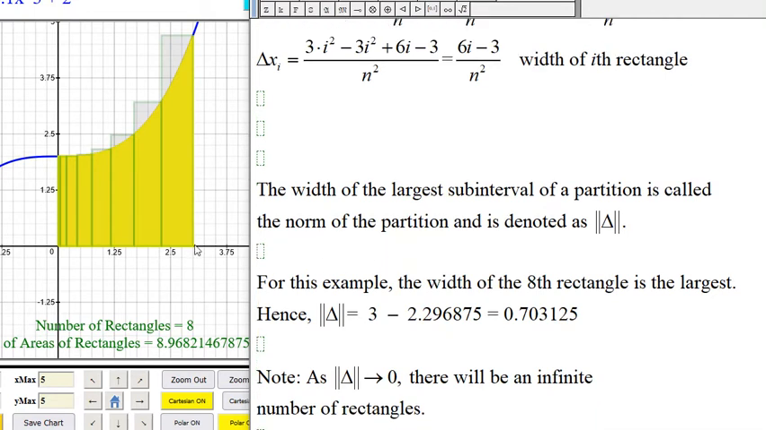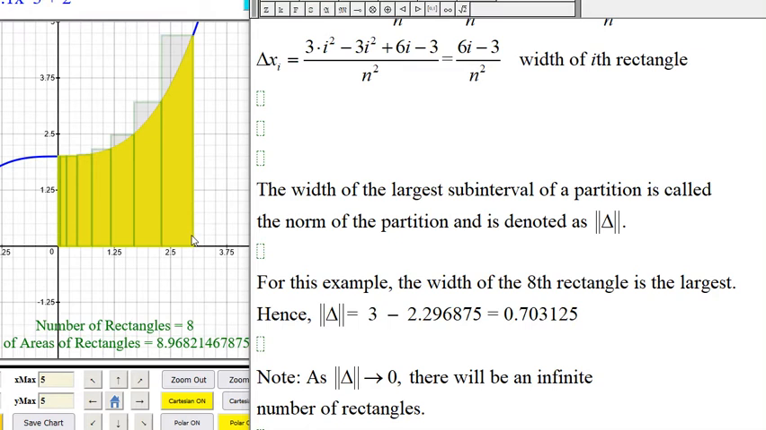And right here this is 3, and this is 2.29687. And so the width of the 8th rectangle is 3 minus 2.29687, and that comes out to be 0.703125.